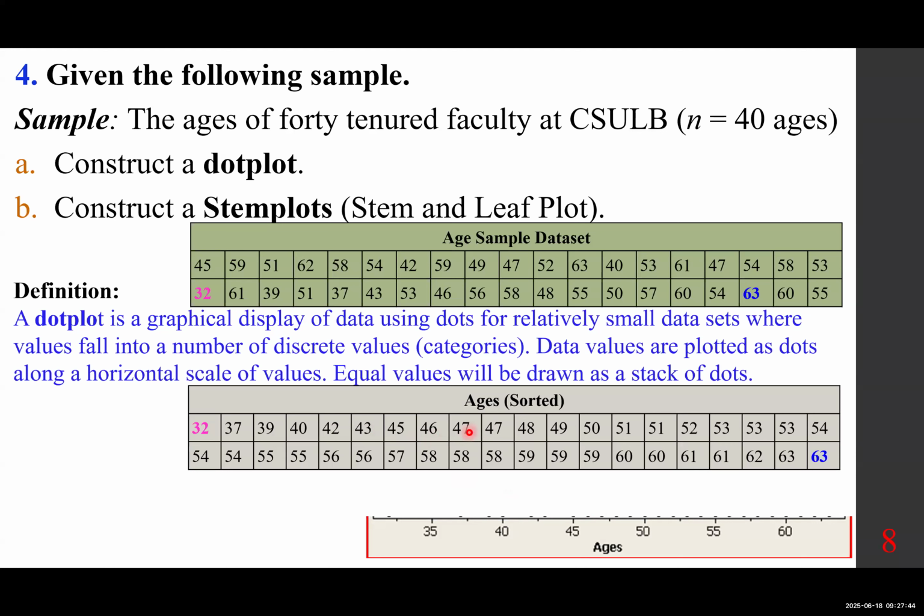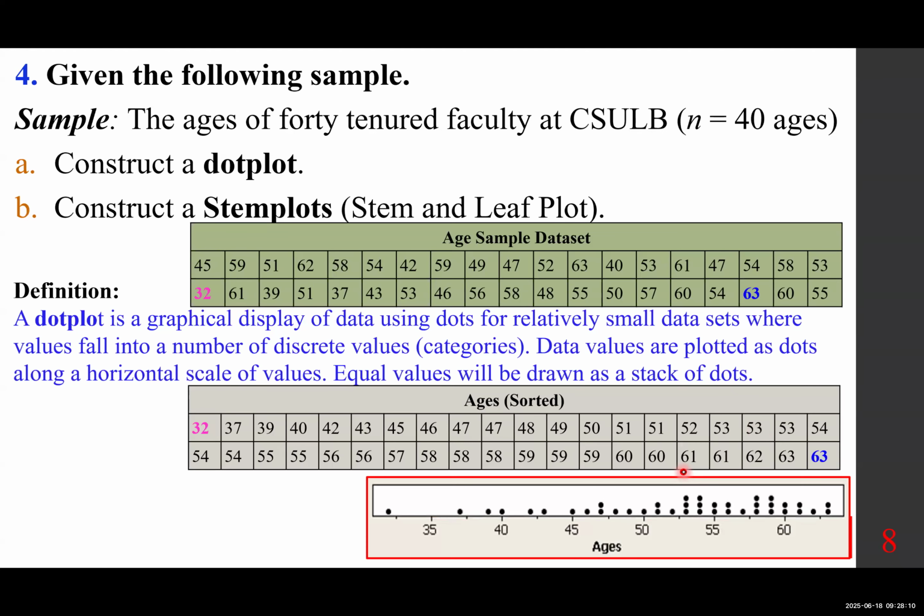Now, when you get to 47, let's say somewhere here, then you put 2 dots. 48, 1 dot, 49, 50. When you get to 51, you put 2 dots. 52, 1. 53, you locate 53 and you put 3 dots. You stack. This is it. So that's the dot plot.